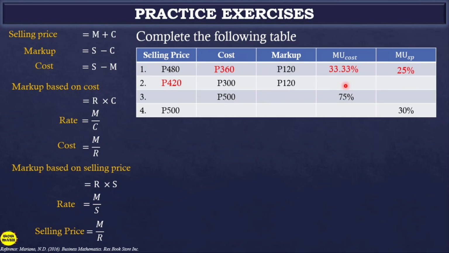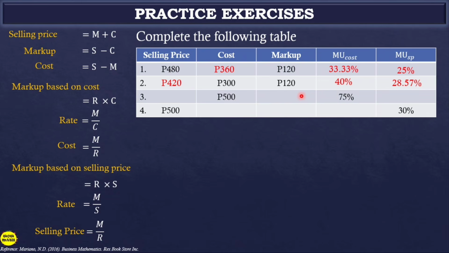So, same process para makuha natin yung rate ng markup based on cost. 120 divide 300 times 100, the answer is 40%. And then, para makuha natin yung rate ng markup based on selling price, 120 divide 420 times 100, the answer is 28.57%. So, ano yung unang makukuha natin sa number 3? Since yung given, yung amount ng cost natin ay 500 pesos, tapos yung markup rate based on cost is 75%. So, ano yung una natin makukuha? Yung markup.